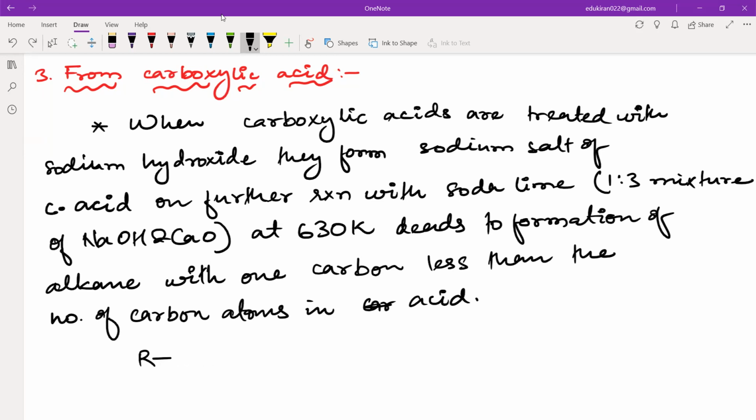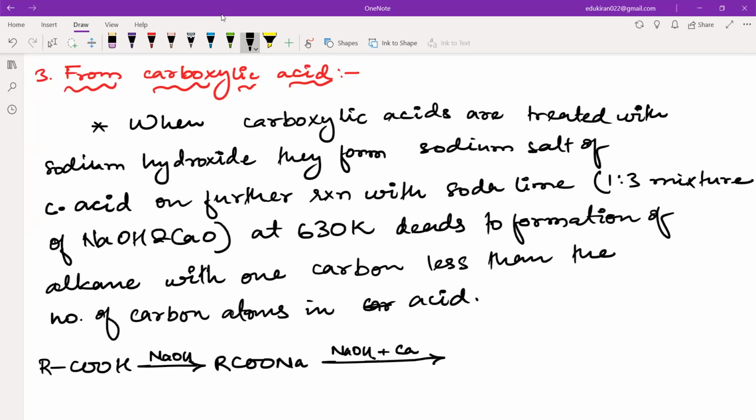So for example, if you have RCOONa, first of all, you will have carboxylic acid, RCOOH. You will treat this with sodium hydroxide. So you will form a salt, that is RCOONa. Further, you're going to react with sodium hydroxide and CaO at 630 Kelvin. And this will give you RH. What is RH? RH is this alkyl group attached with one hydrogen atom. Plus you are going to get Na2CO3. This is the byproduct.